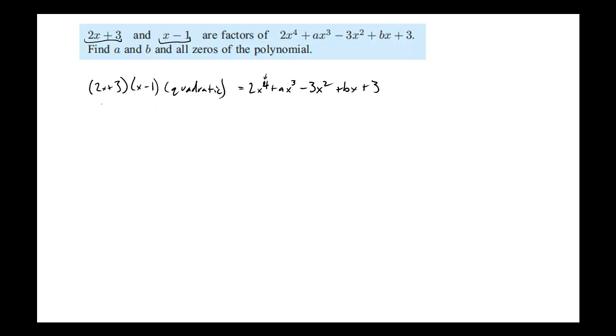So let's go ahead and write this out. Let's go ahead and expand this. We'll have 2x squared, 2x times x is x squared. 3 times x is plus 3x, negative 1 times 2x is minus 2x. 3x minus 2x gives me a plus an x, and then 3 times negative 1 is minus 3.